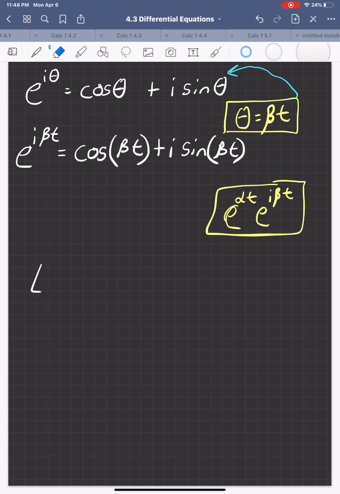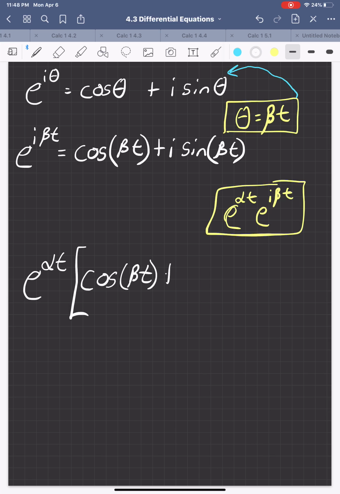Okay, so now let's write what's left at that point. So here's our e to the alpha t, but now we're going to rewrite e to the i beta t as cosine of beta t plus i sine of beta t.